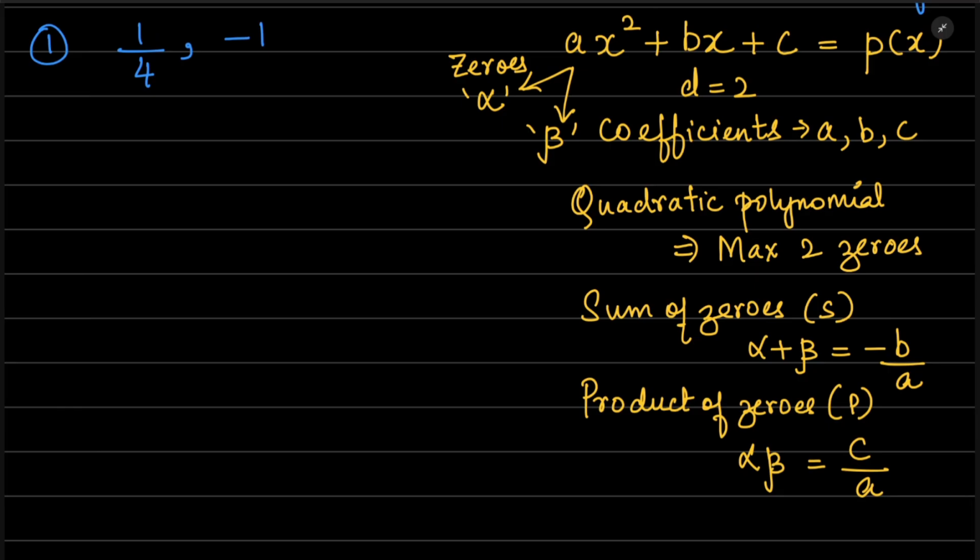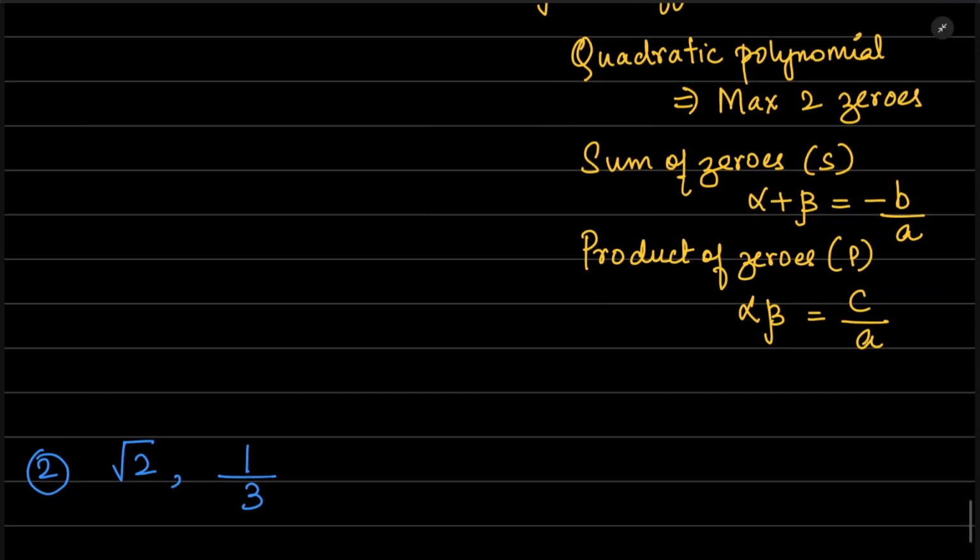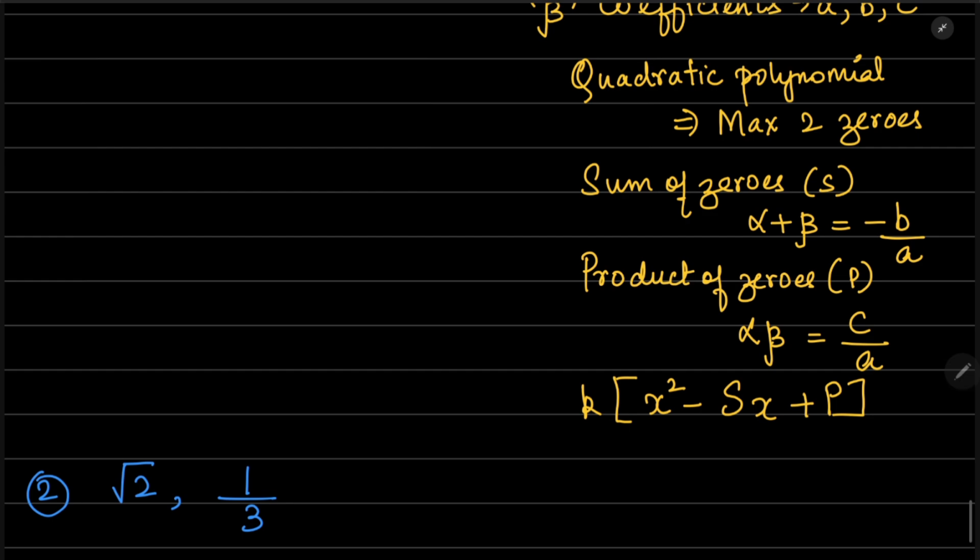that is s and p, you can write a quadratic equation, or you can write a quadratic polynomial using another formula, which is nothing but k multiplied by x square minus sum of the zeros into x plus the product of the zeros. Okay, and this k can be any value, it can be 1, 2, 3, anything. So this is a formula which you should remember.